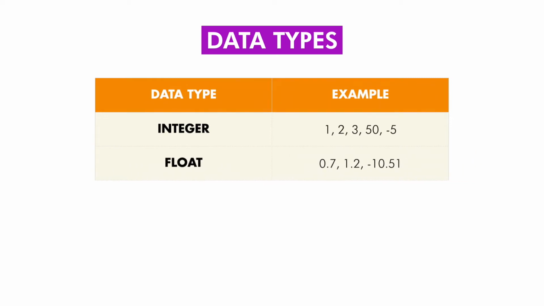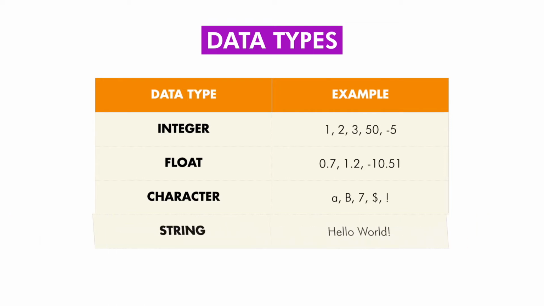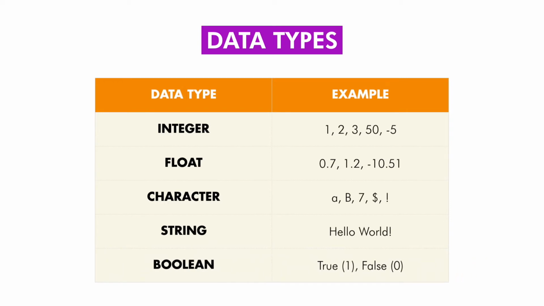Floats are numbers with a decimal point and a fractional part. You can lose precision, but that's another topic. Character, or char, can contain letters, numbers, white spaces, and symbols. String is a sequence of characters. And Boolean, or bool, has only two values, true or false, 1 or 0.